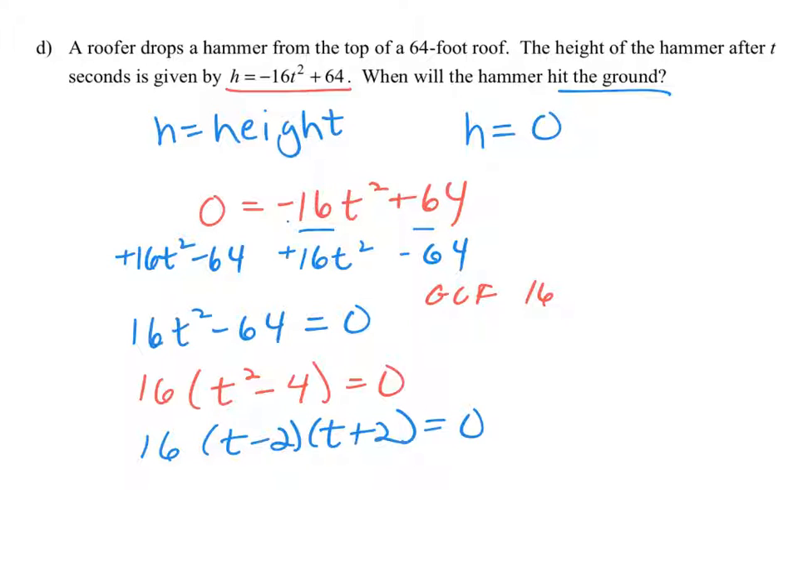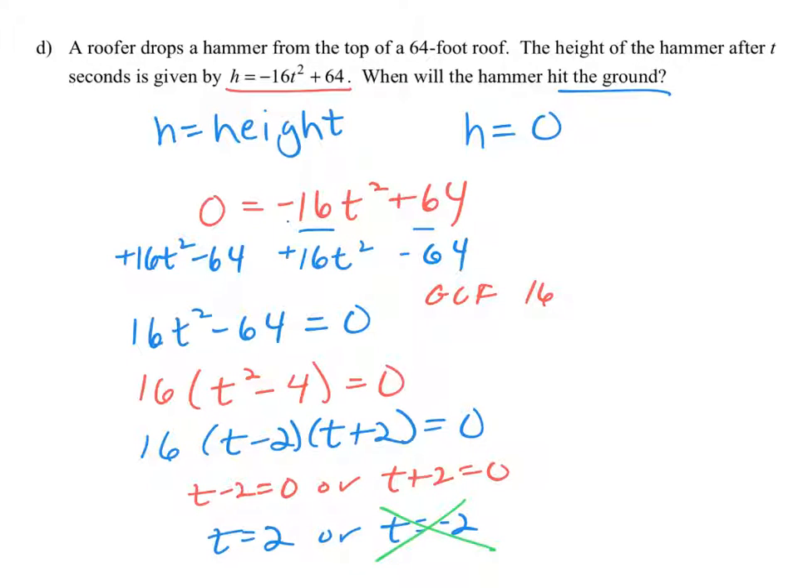Now we can use the zero factor property and set each factor equal to 0, beginning with t minus 2 equals 0 or t plus 2 is equal to 0. So we get t is equal to 2 or t is equal to negative 2. Now it wouldn't make sense that the time is negative 2 when the hammer hits the ground, so it would make sense that at t equals 2 seconds, the hammer will hit the ground. So when will the hammer hit the ground? The hammer will hit the ground in 2 seconds.